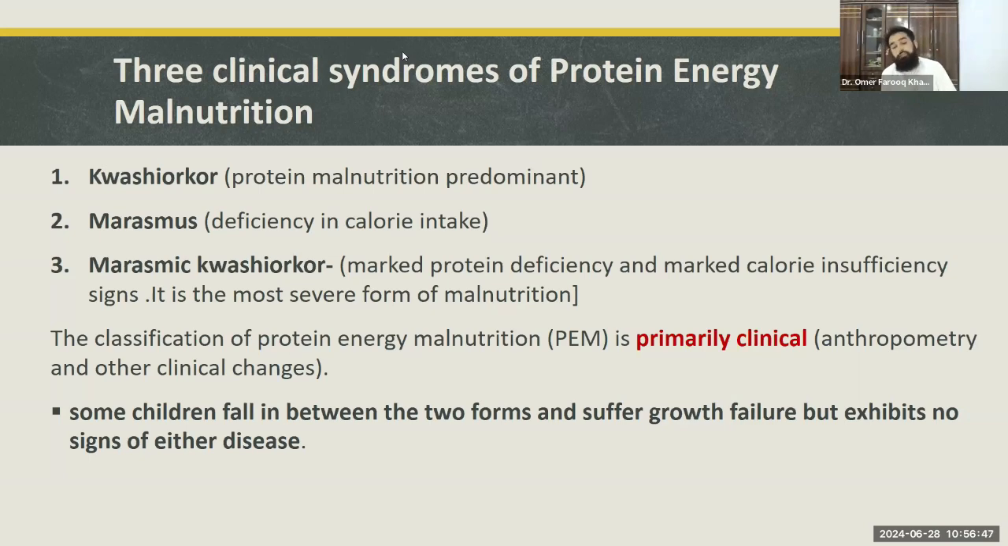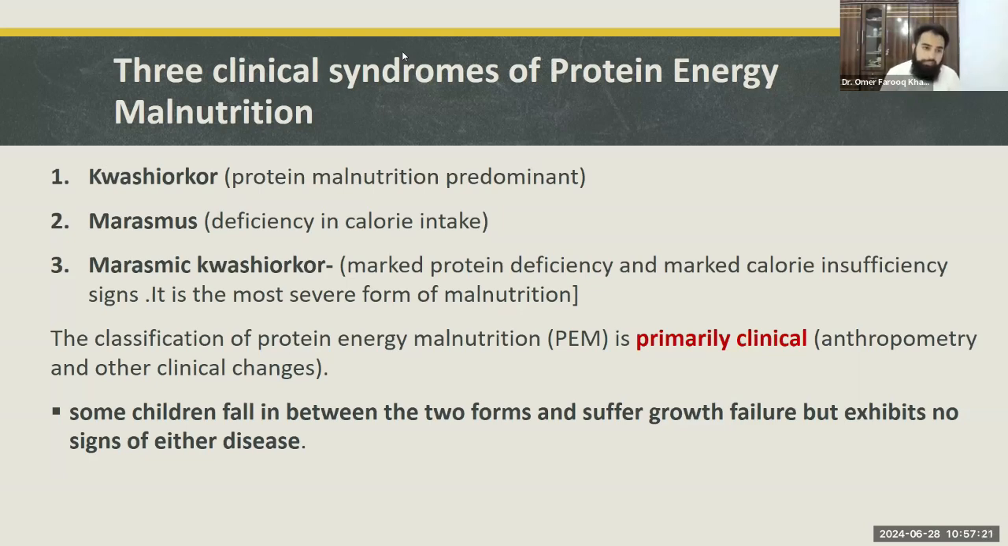And the person who is suffering from severe protein malnutrition, the person is not taking proteins, only taking carbohydrates or fats. That child is suffering from kwashiorkor. Then there is a third spectrum called marasmic kwashiorkor. It is marked protein deficiency and marked calorie insufficiency signs. It is the most severe form of malnutrition. So the classification of protein energy malnutrition is primarily clinical. So it is a clinician who will decide whether the child is suffering from kwashiorkor, marasmus, or marasmic kwashiorkor spectrum.